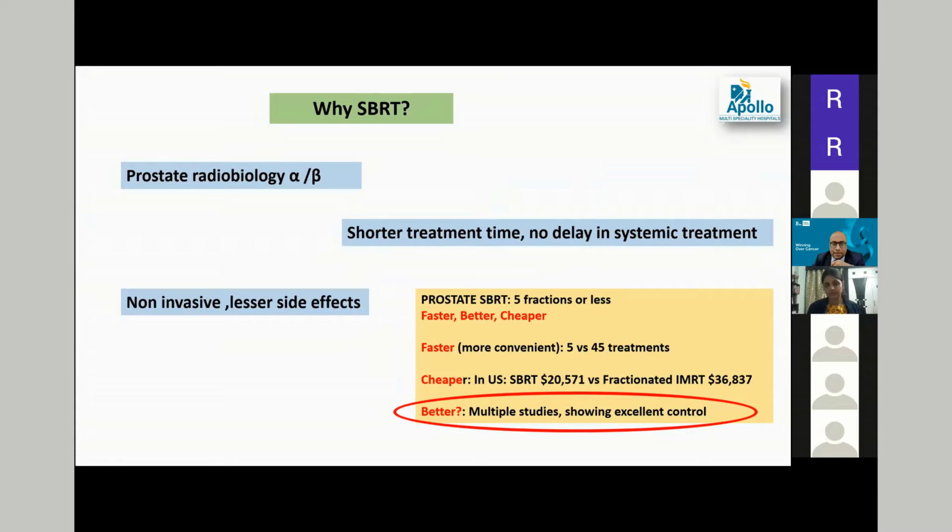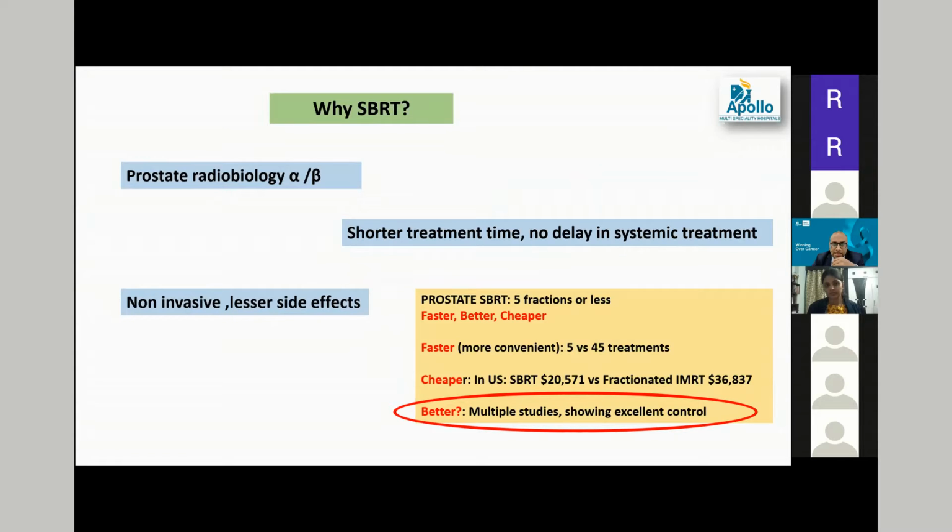So first of all, why SBRT? Because prostate is probably the most suitable site for SBRT. As we all know from our radiobiology knowledge, the alpha by beta of prostate is very low, around 1.5. And this is the organ where SBRT, or a very high dose per fraction, should work very efficiently.